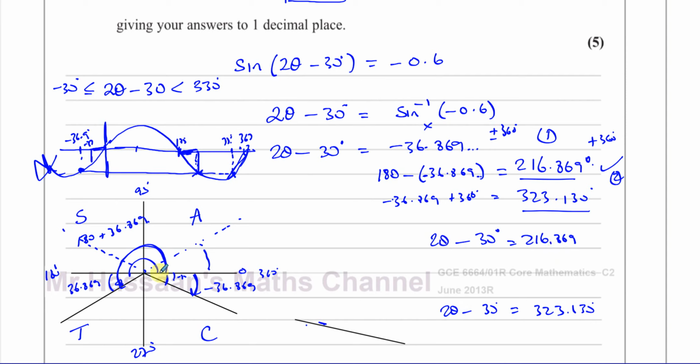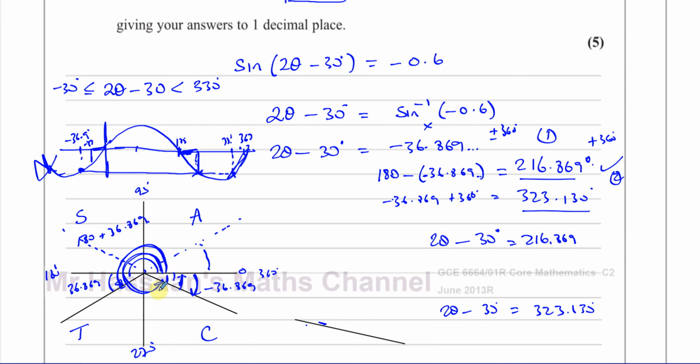And now we've got to also find what the angle is all the way down to here. This angle starting from 0 all the way around to here, and we can see that basically this is the whole revolution, 360, minus the magnitude of this, which is 36.869. Take away the size of this angle.